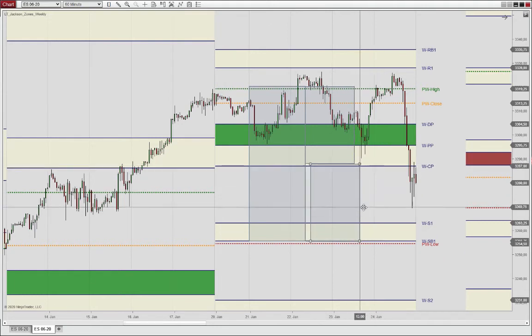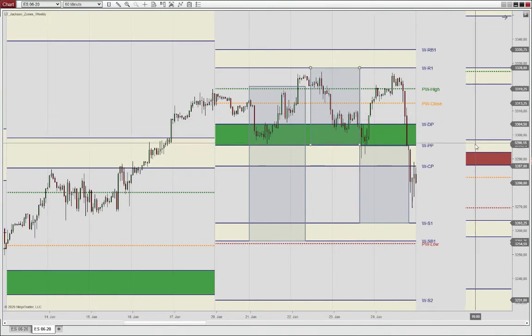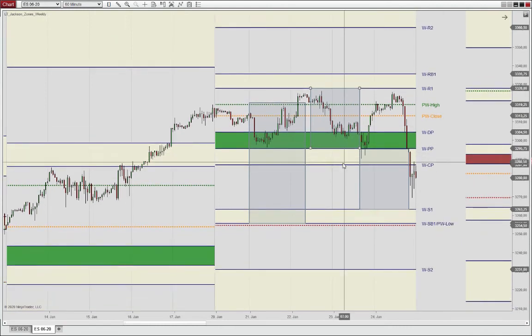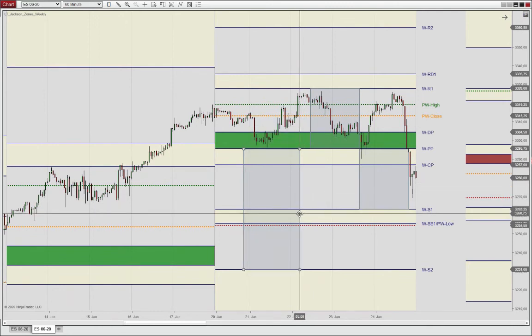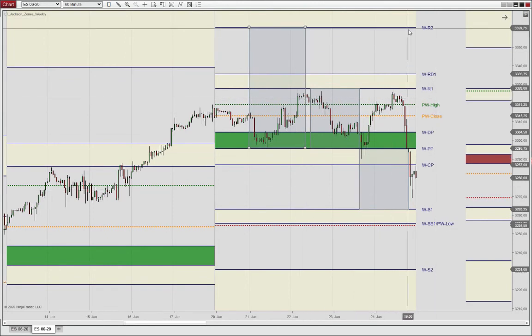Okay, so here we have now the distance from the main pivot to the first support level, so 50% of yesterday's range, and the same here for the first resistance level. And if we're looking at the second support and second resistance, it's the same as with the regular pivot levels. The entire trading range from the last session, from the last week, will get you the second resistance or second support level.